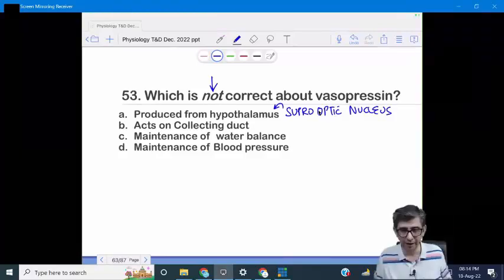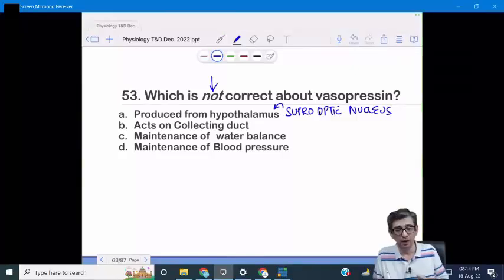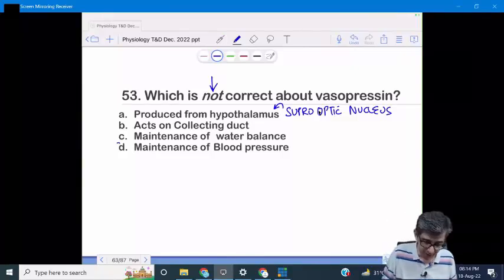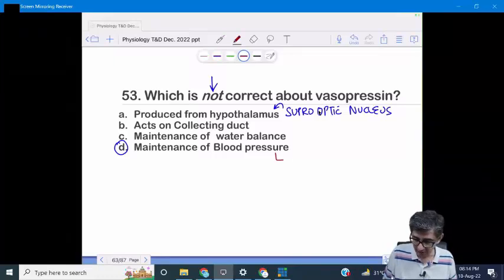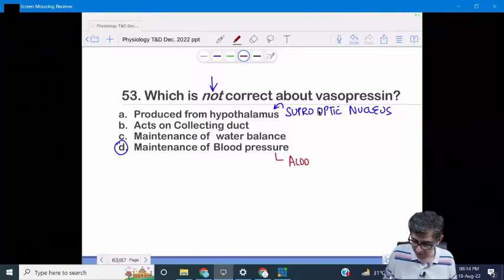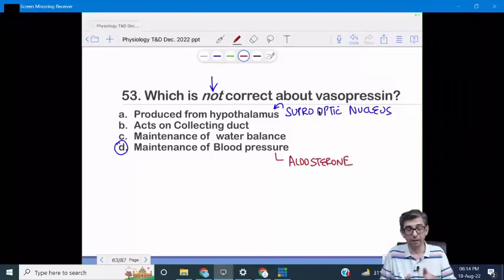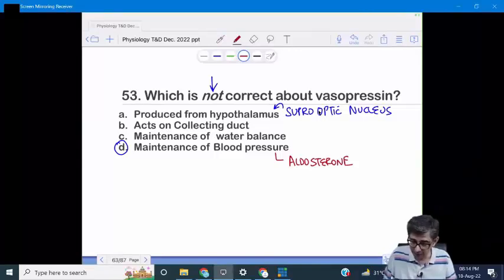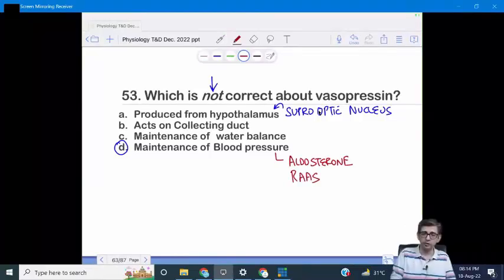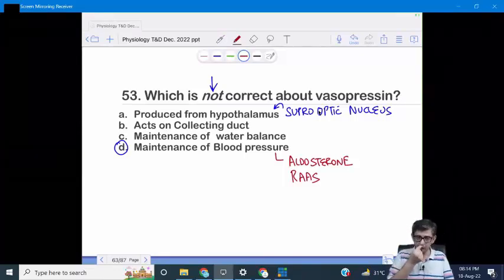It acts on the collecting duct. That's also correct. Water balance is also there, but it is not a regulator of blood pressure. Blood pressure regulation is mainly a function of aldosterone. Postural adjustment of blood pressure is always with respect to the RAS system. And in the RAS system, we do not include vasopressin. Yes. The correct answer for 53 is option number D.